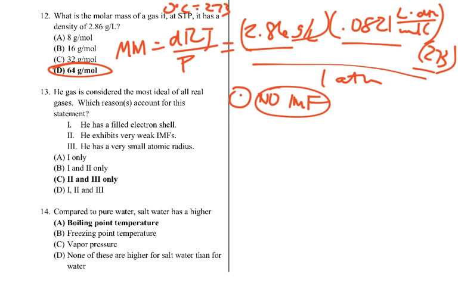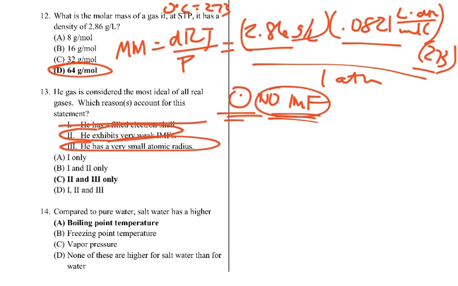Helium has a filled electron shell. That's true. Okay, that's one of the reasons it's very non-reactive, but it has nothing to do with why it's ideal. It has very weak intermolecular forces, yes, because it's the closest to having no intermolecular forces. And it has a very small atomic radius, yes, that's part of it because it's so tiny. Because an ideal gas has no volume and no IMFs. Helium has very small volume, very weak IMFs. So it's 2 and 3 only, answer C.